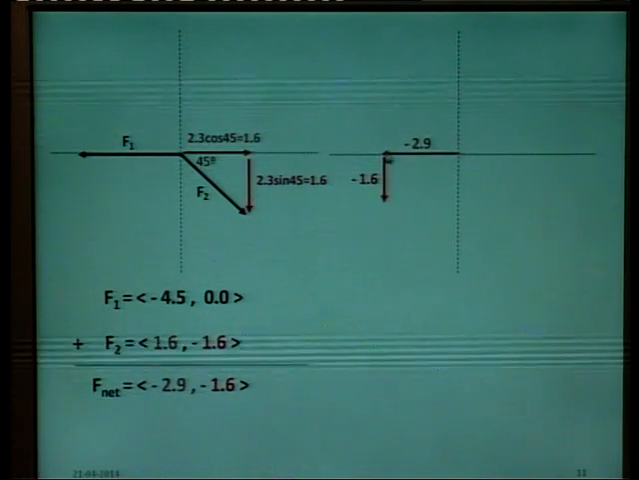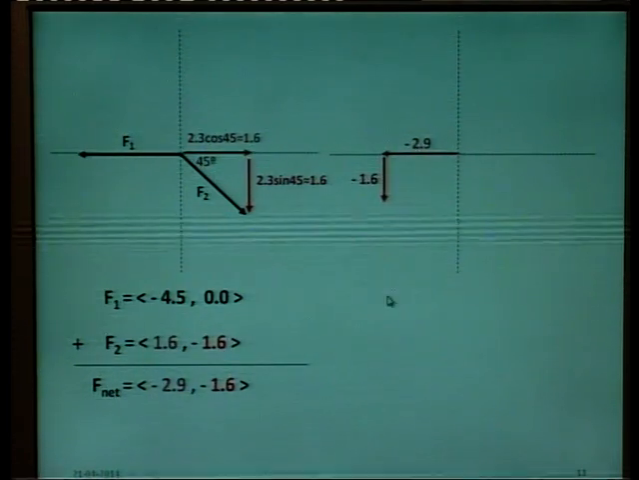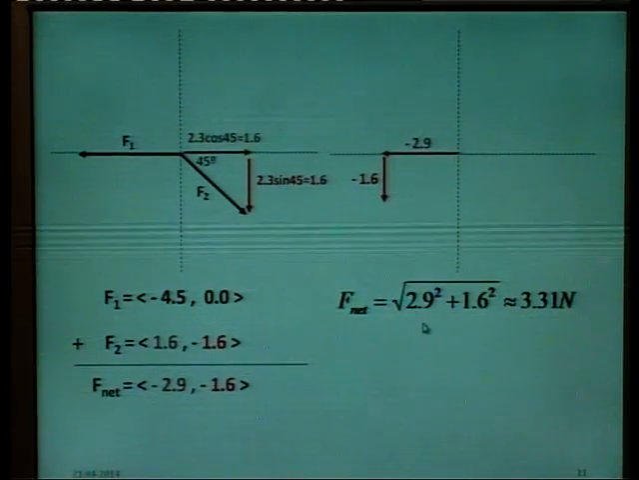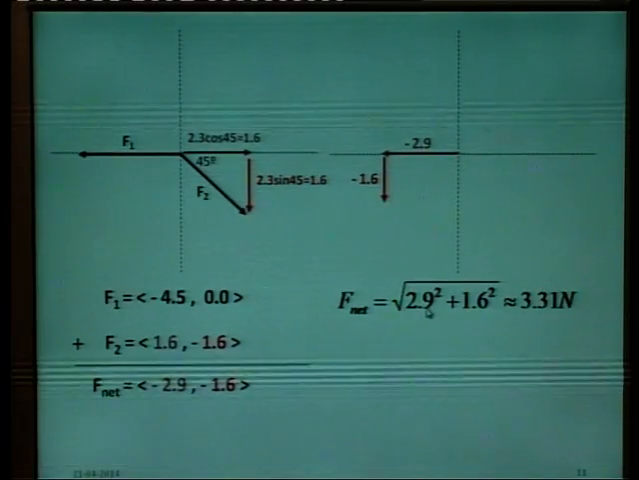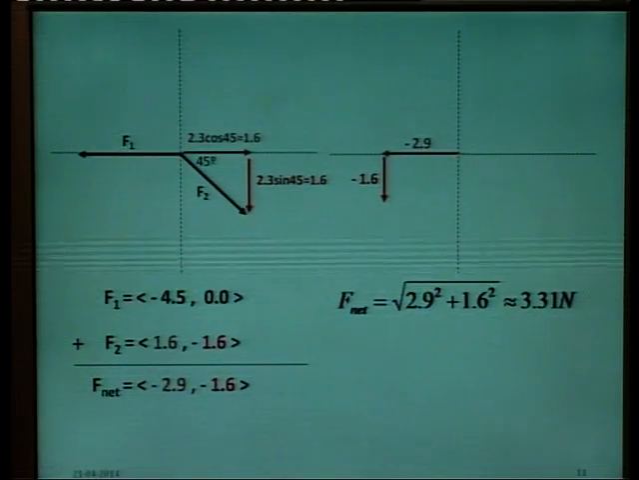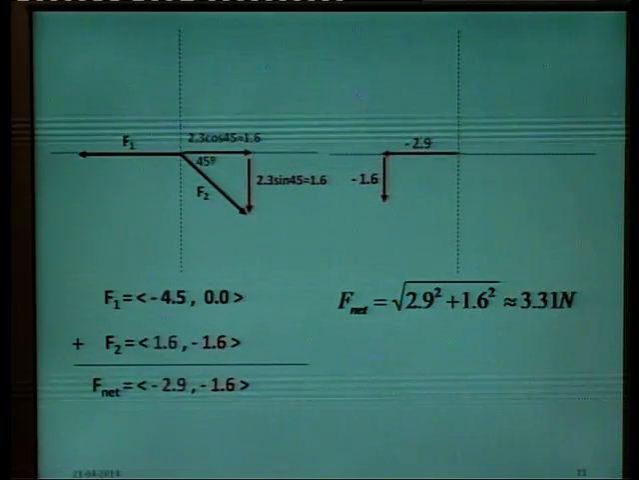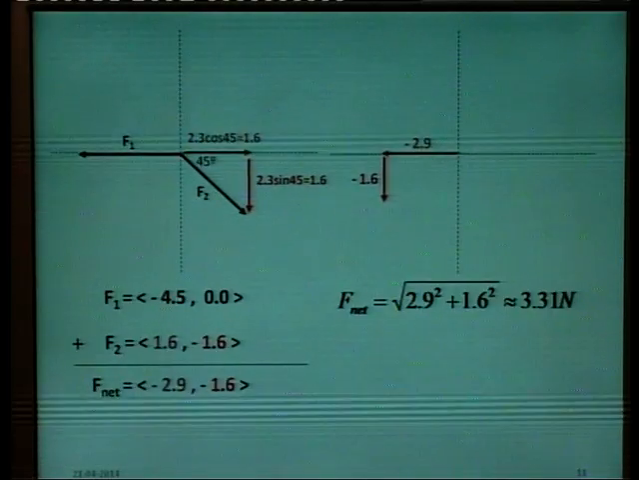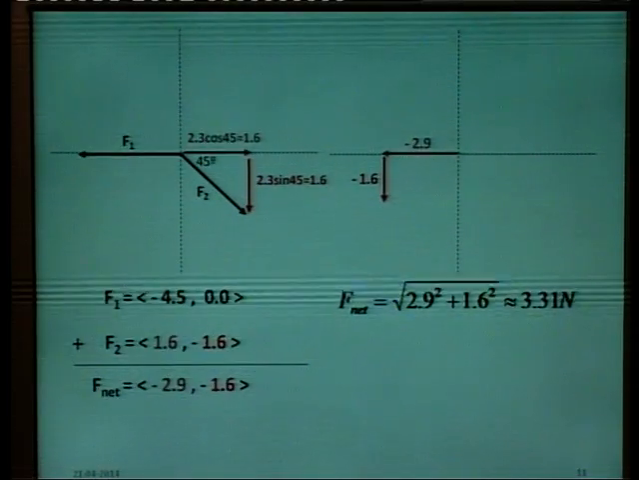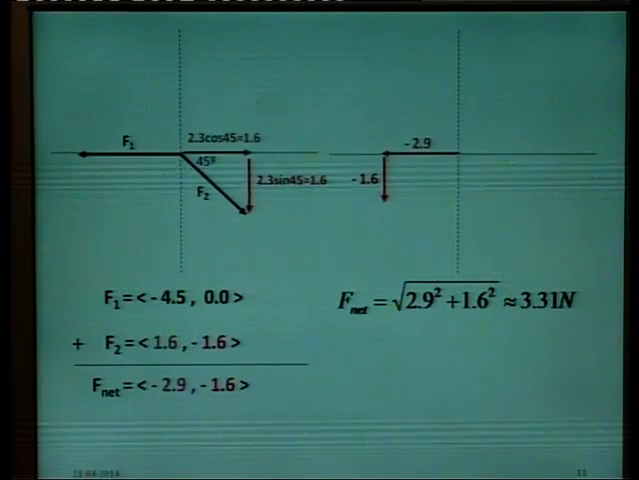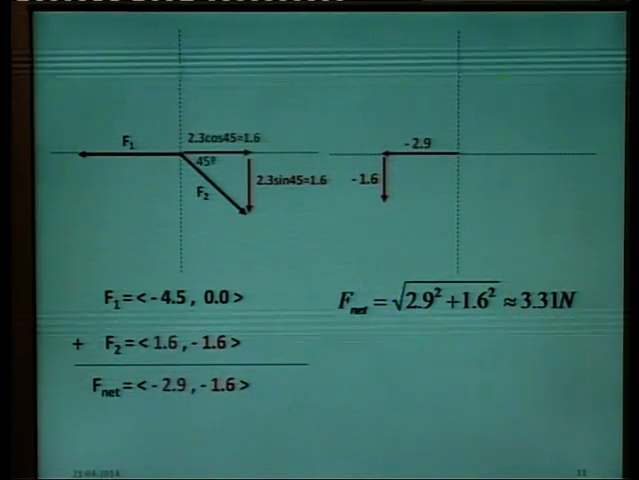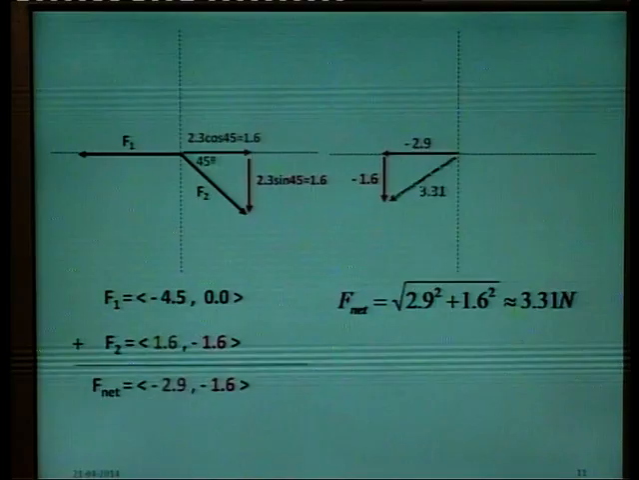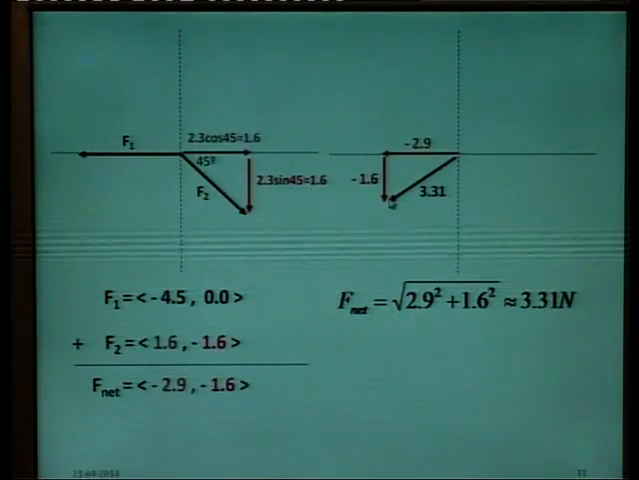And what about y component? Minus 1.6. Then, what is the net force? X component square plus y component square, and then you take the under root of it. X component is 2.9, y component is 1.6, square 2.9, square 1.6, you add both of these, take the square root, you will get the answer to be 3.31 newtons. So, the net force is 3.31.